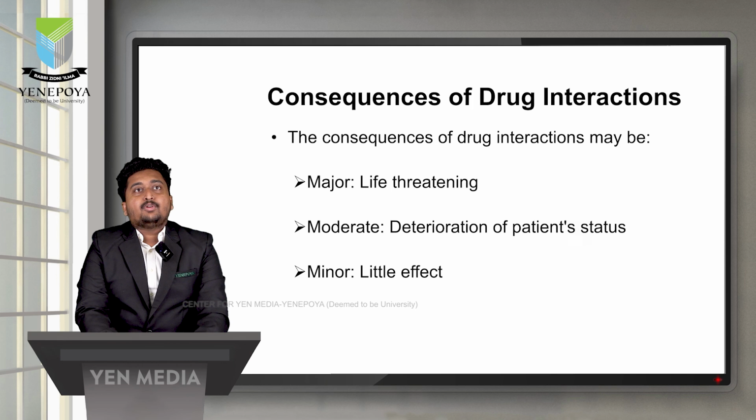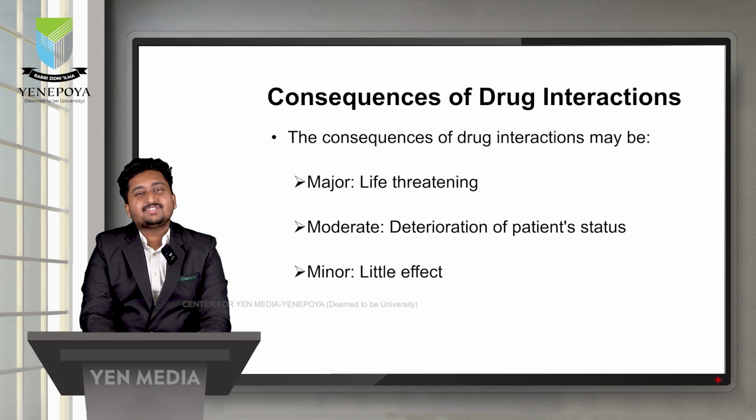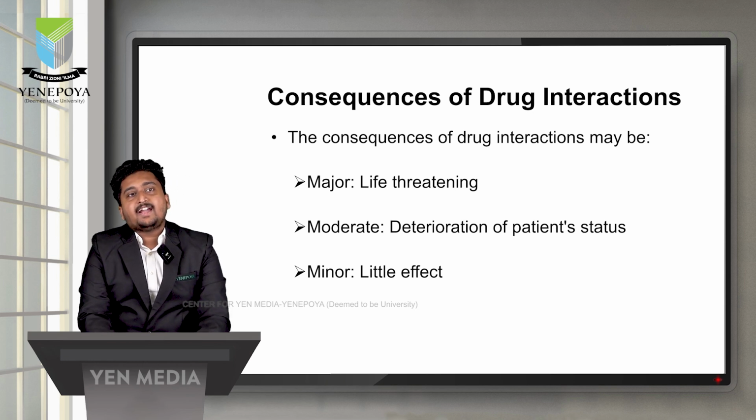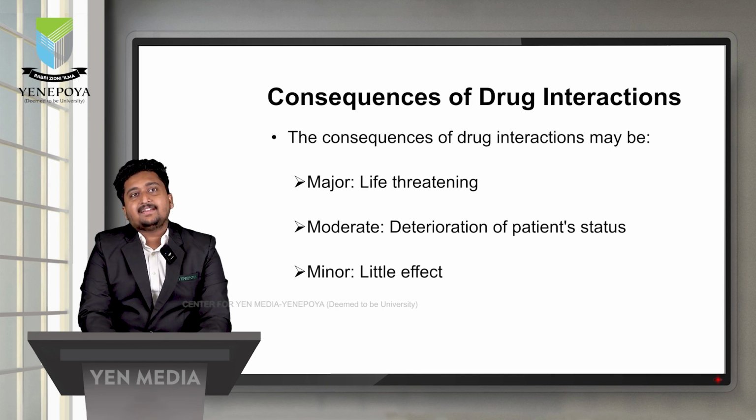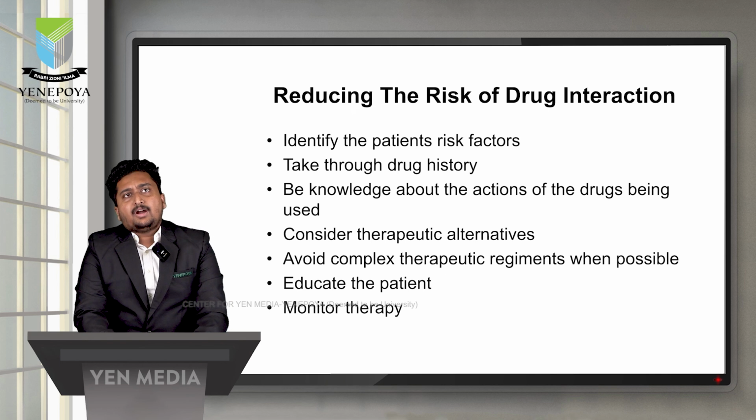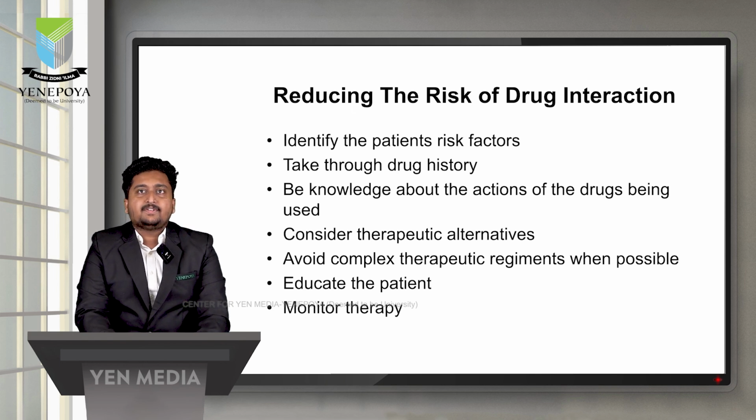Moving on to the next concept, which is consequences of drug interaction. What might happen if drug interactions develop? There could be three levels: major drug interactions, which are potentially life threatening and sometimes even fatal; moderate, which is deterioration of the patient's status; and lastly minor, which have little or no effect. So how can you reduce the risk of drug interactions?